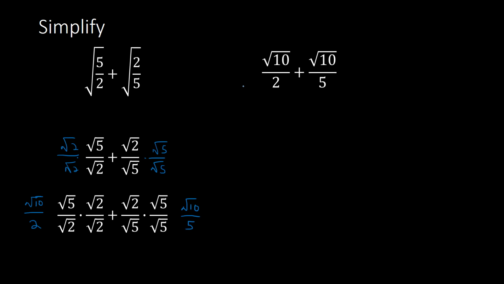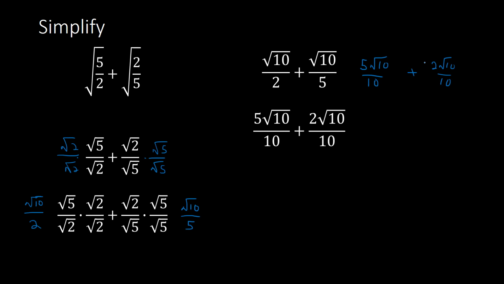And to simplify all the way, I need to have a common denominator. I can put them together in one fraction. So to have a common denominator, I need to make the denominator a 10, something over 10. And the first fraction, to get from a 2 to a 10, I multiply by 5. So I multiply the numerator by 5 as well. And the second fraction, to get from 5 to 10, I multiply by 2. So I multiply the numerator by 2 as well. So now I have 5 square root of 10 over 10 plus 2 square root of 10 over 10.